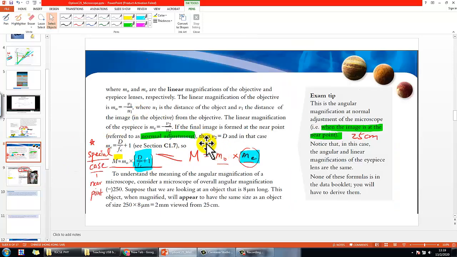Okay, and one interesting thing that you may find out, and it is also written in the textbook here, is that in this case, when the image is at the near point, the angular and linear magnification would be the same. Actually, I should say not of the eyepiece, but the angular magnification would be the same in that case. Okay, so like I said, no formula here is provided, so you need to know how to work it out.